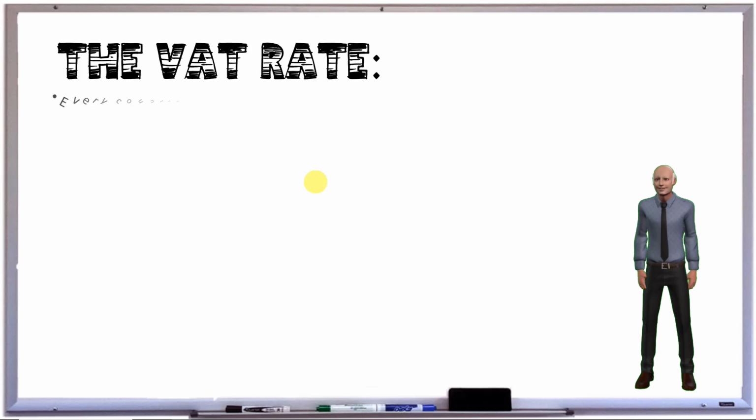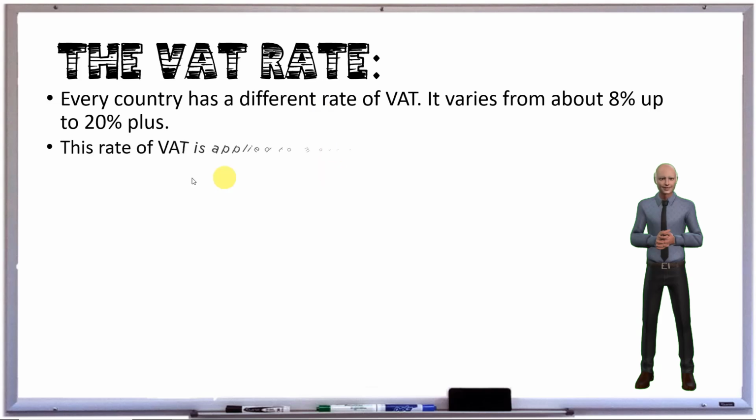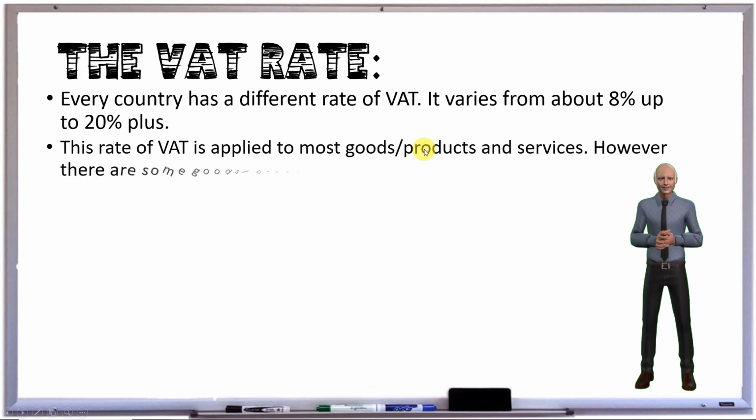Now, as I've mentioned so many times already, every country has a different rate of VAT. Depending on the economic situation of the country, they will change the percentage of VAT that they'll be collecting from the people when you are purchasing goods. I know many countries increase the VAT and decrease the personal rate of tax. By this way, they tend to collect taxes from people in a broader and more effective way. So this rate of VAT is applied to most goods, products and services.